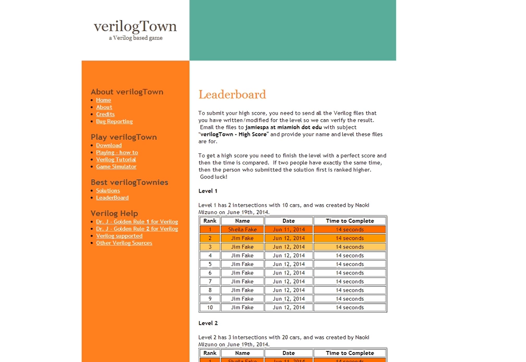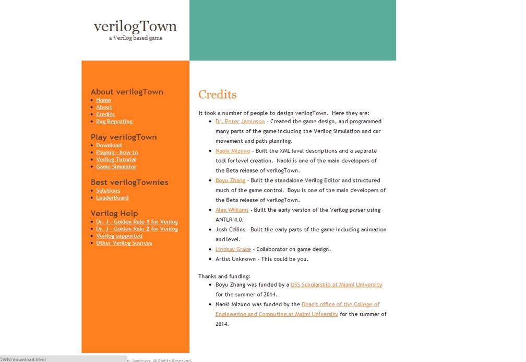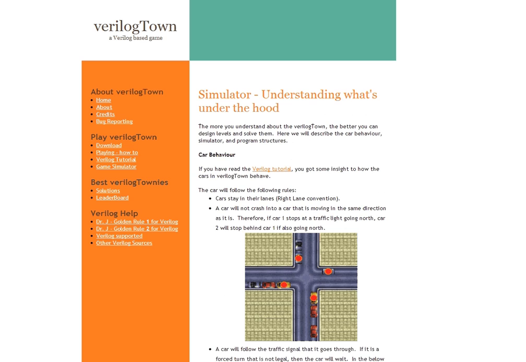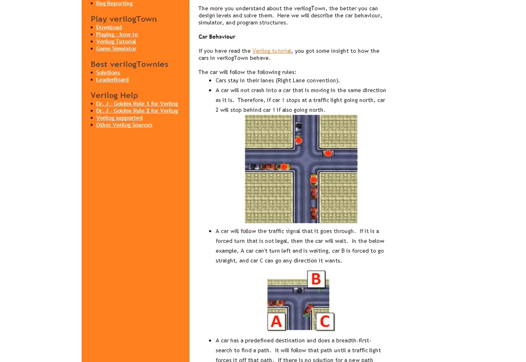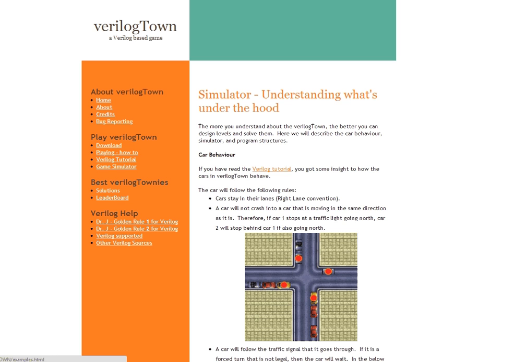A few other things on the website you might want to know. There are some bugs, so we have bug reporting. These are the people who helped design it. Here's how to download it. We saw that there's a how to play it in written form, the Verilog tutorial. The game simulator page tells you some ideas about the game simulator and how it behaves. That'll help you figure out how to take advantage of the Verilog and control the cars.